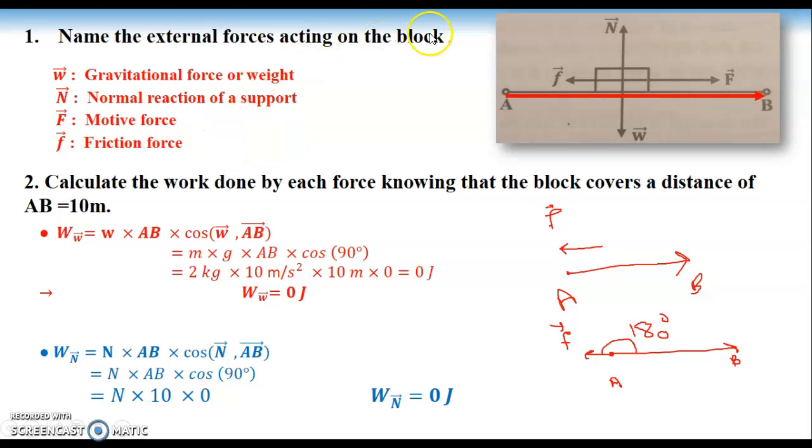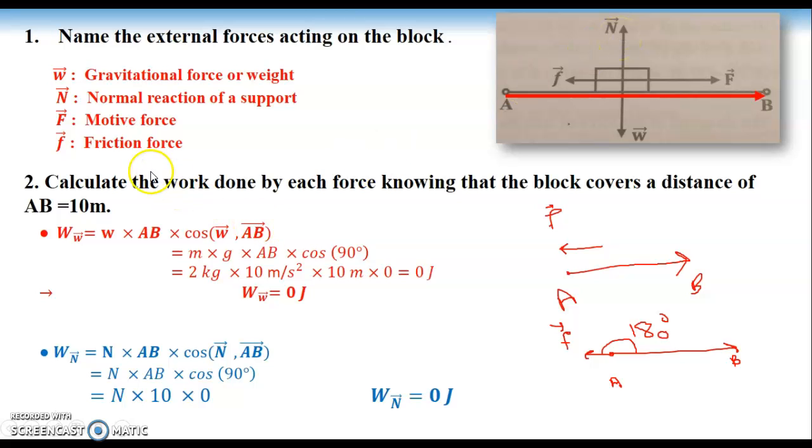Name the external forces acting on B. The directly given ones are the motive force F and the friction force small f. The ones that you should know are the gravitational force, because any object on Earth is subjected to the gravitational force, or the one that we call weight, which is always vertically downward, pointed towards the center of the Earth. And the normal reaction of the support: as long as this block is not moving downward due to the effect of the weight, this means that there is another force pulling it upward, preventing it from falling down. This force is exerted by the support on the block.